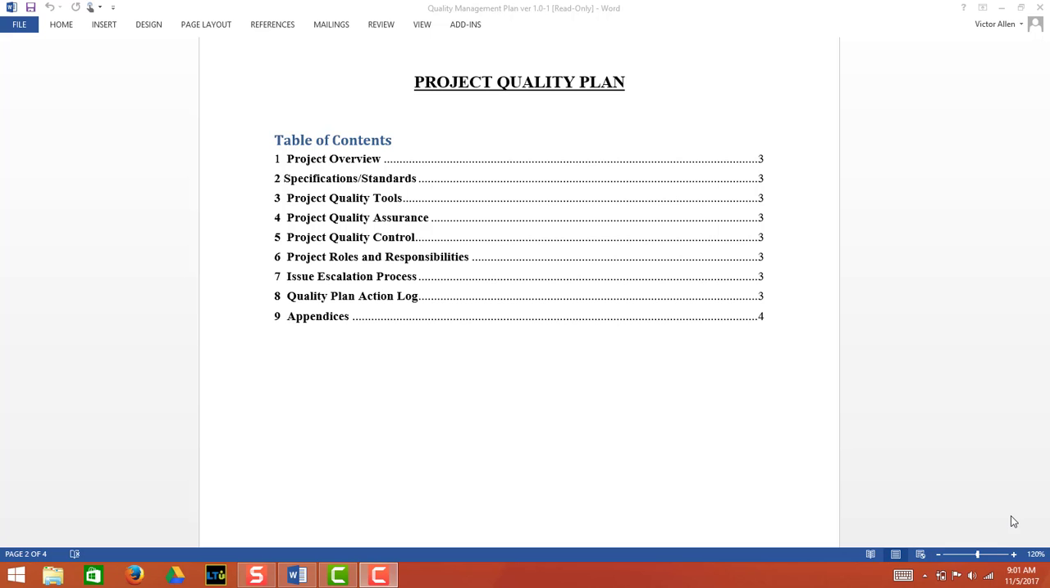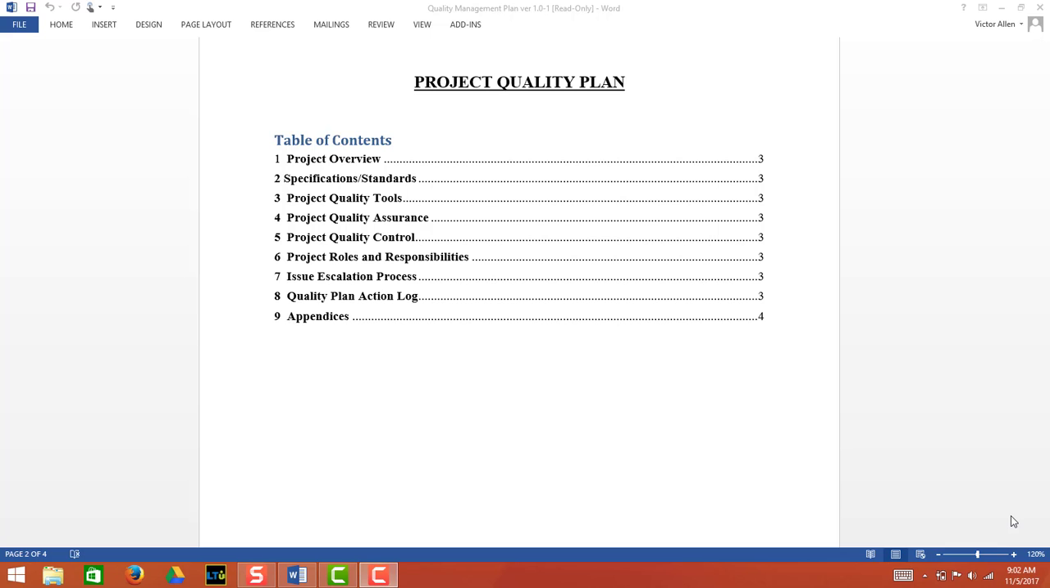The last section is the appendix. In the appendix, you can place samples of your testing tools such as your checklists and test scripts and so on. You can attach any processes or procedures that are necessary, anything that helps better understand the project quality plan should be placed in the appendix.